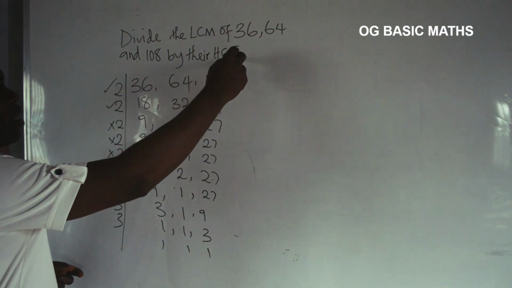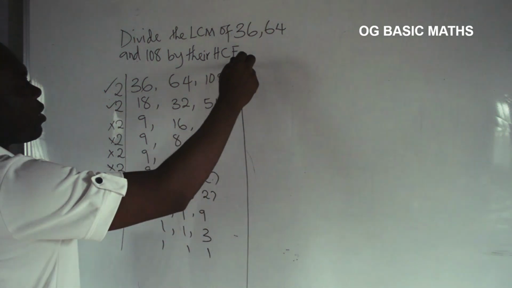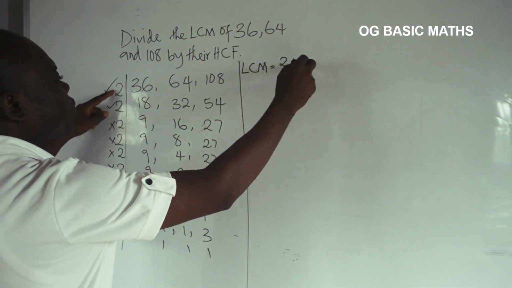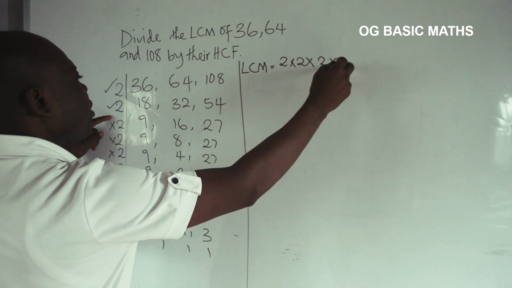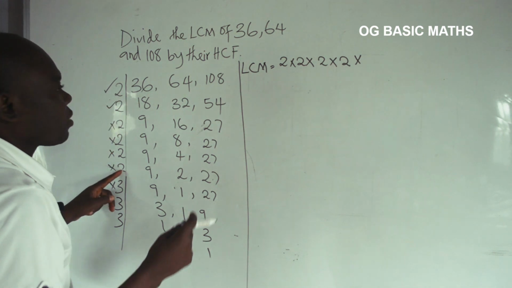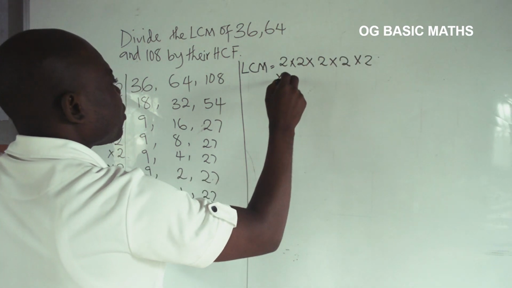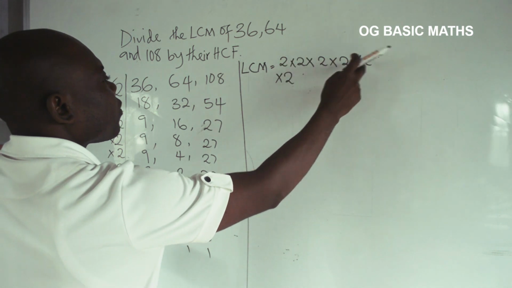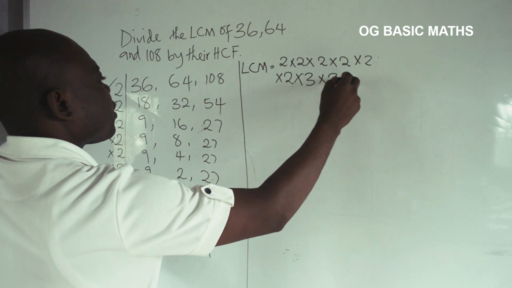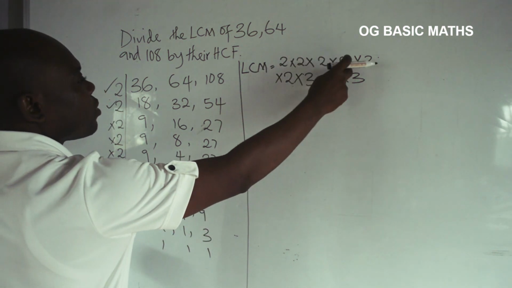So the LCM now is what we're going to calculate. LCM first. The LCM equals 2 times 2 times 2 times 2, how many 2's do we have? 1, 2, 3, 4, 5, 6. So 2 six times, times 3 times 3 times 3. That's the LCM. 2 times 2 is 4, times 2 is 8, times 3 is 24.